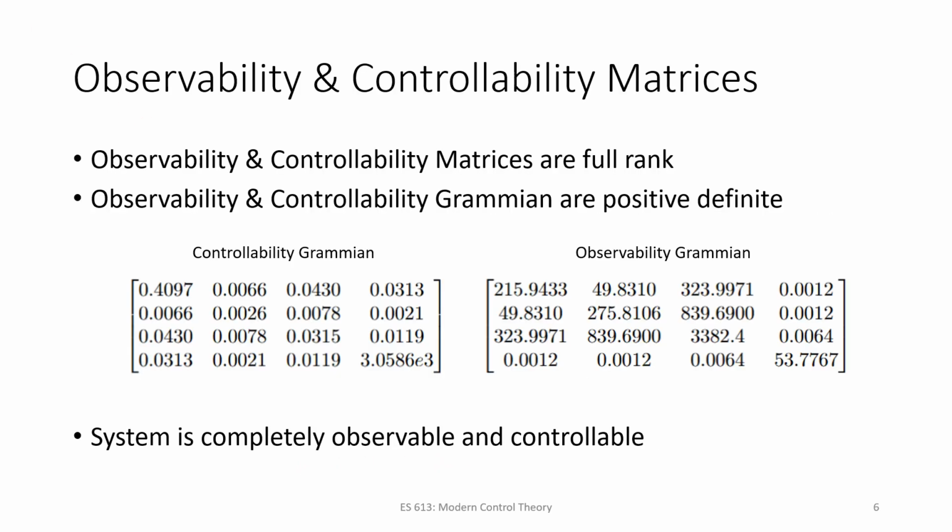To assess the observability and controllability of the system, the observability and controllability matrices are calculated. It was observed that both are full rank. Moreover, the observability and controllability Gramians are calculated, which are shown here in this slide, and both of them are positive definite. Thus, we can say that the system is completely observable and controllable.